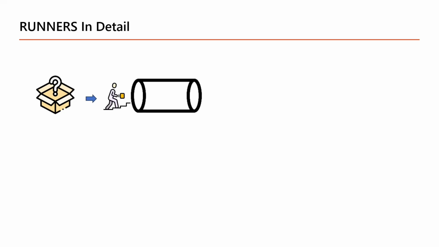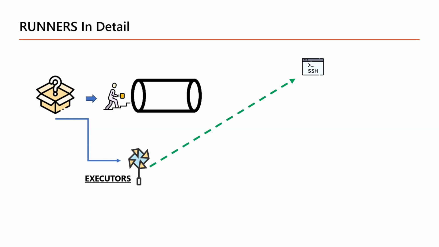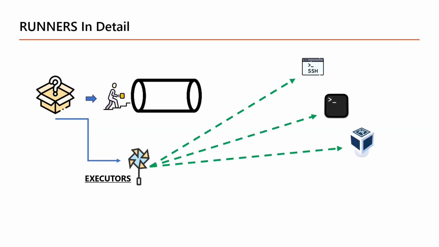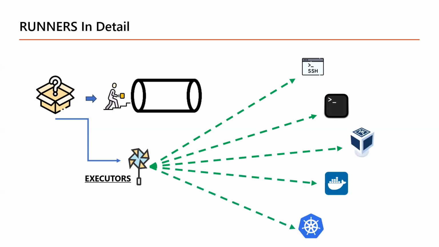GitLab Runner implements a number of executors that can be used to run your build in different environments. Now, it provides several executors. The most common ones are SSH first, shell, VirtualBox, Docker, and Kubernetes, which one can use depending on their requirement. My favorite is shell, which lets me execute my pipeline leveraging the shell facility.